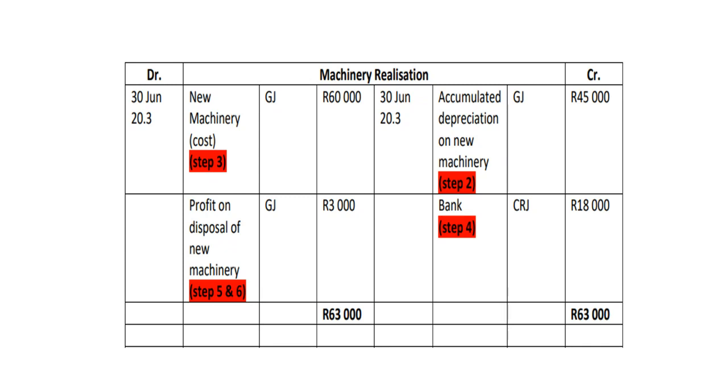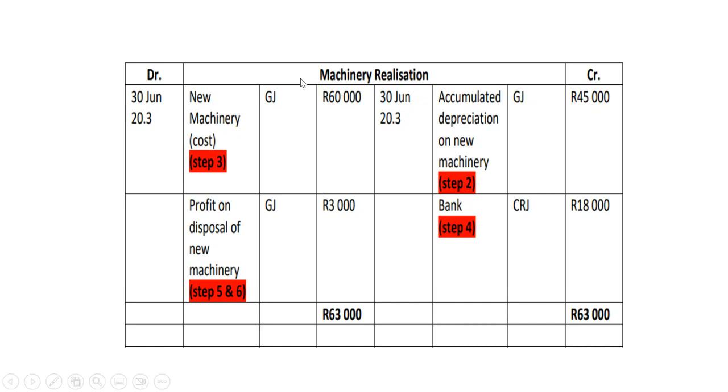The machinery was bought for 60,000 rand. Its accumulated depreciation on the date of disposal is 45,000 rand. And what is the carrying amount of this machinery on the date of disposal? We've already calculated it to be 15,000 rand, because 60,000 rand less 45,000 leaves you with 15,000 rand. Then you were told that this asset was sold for 18,000 rand. An asset that has a carrying value of 15,000 rand was sold for 18,000 rand, which means it was sold for a profit of how much? Of 3,000 rand. This is the 3,000 rand.